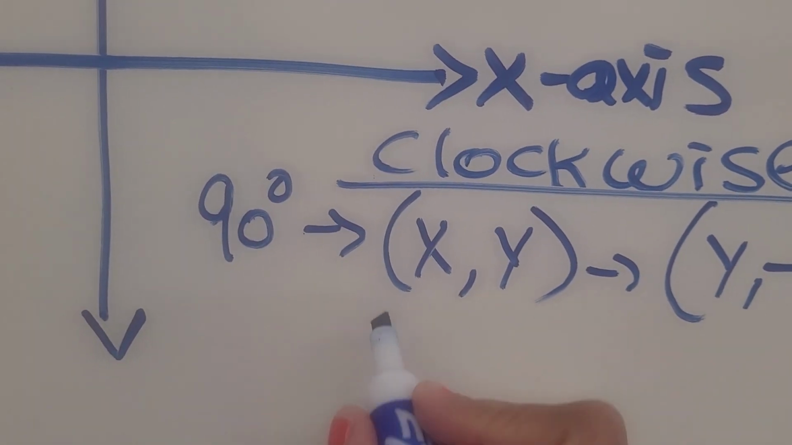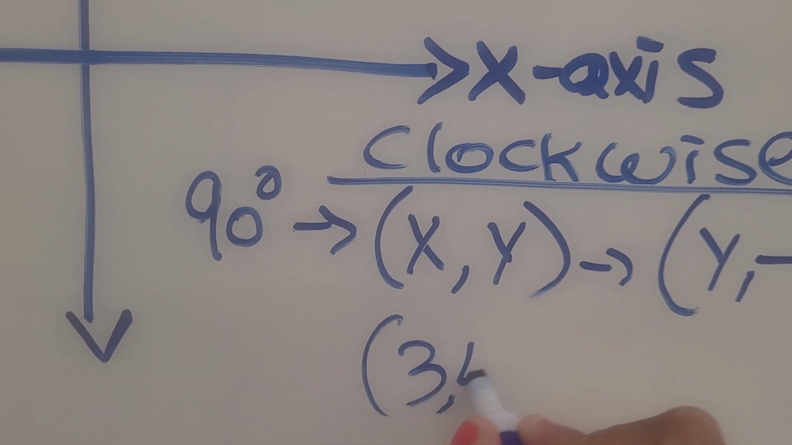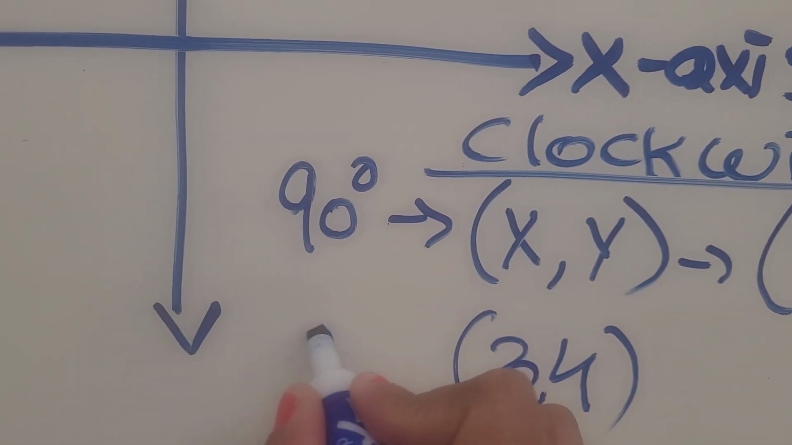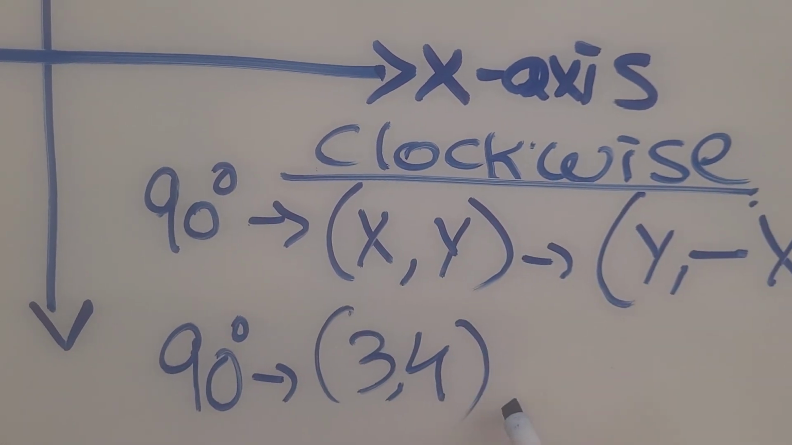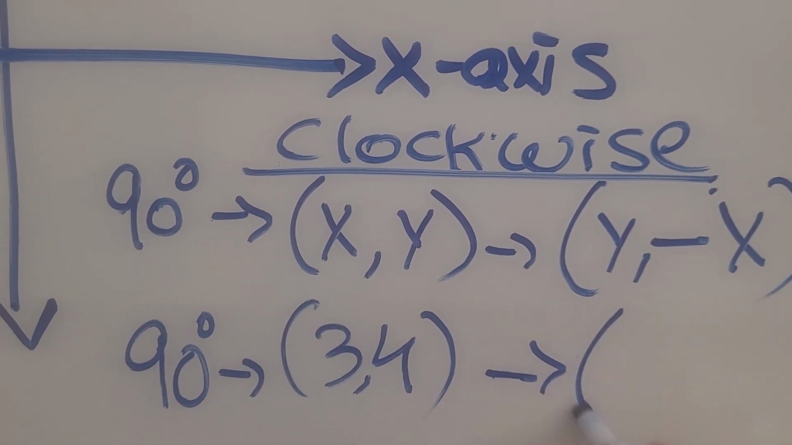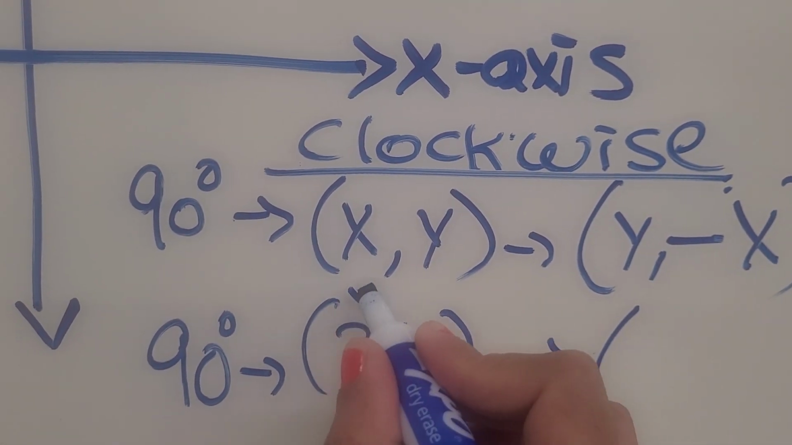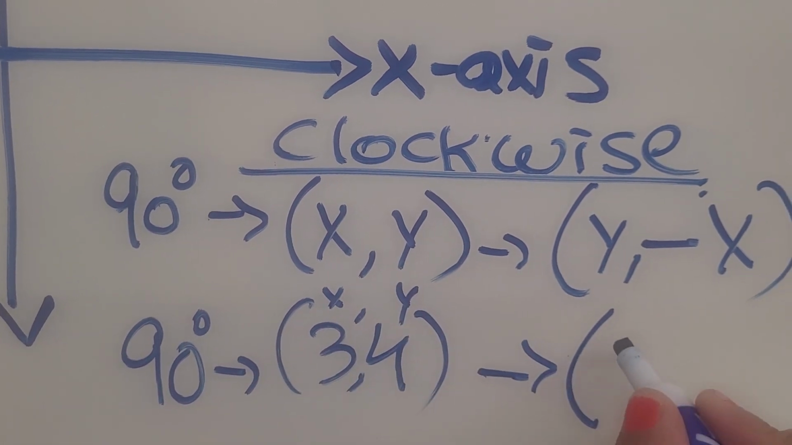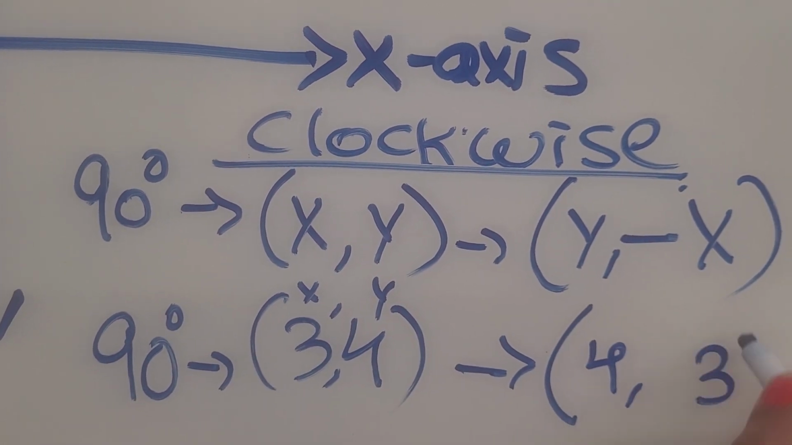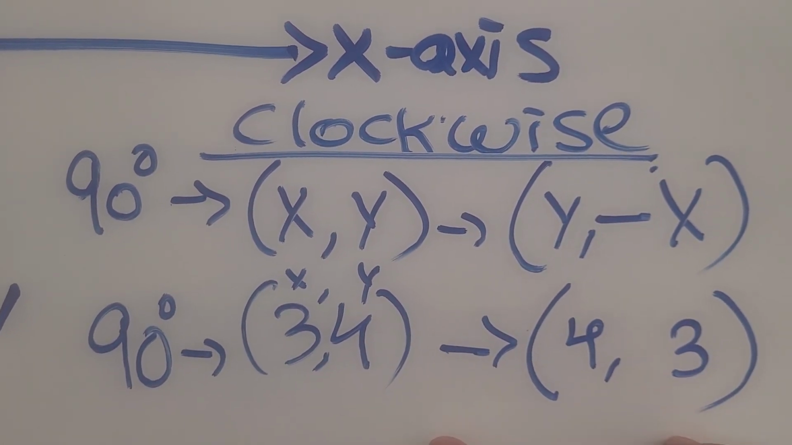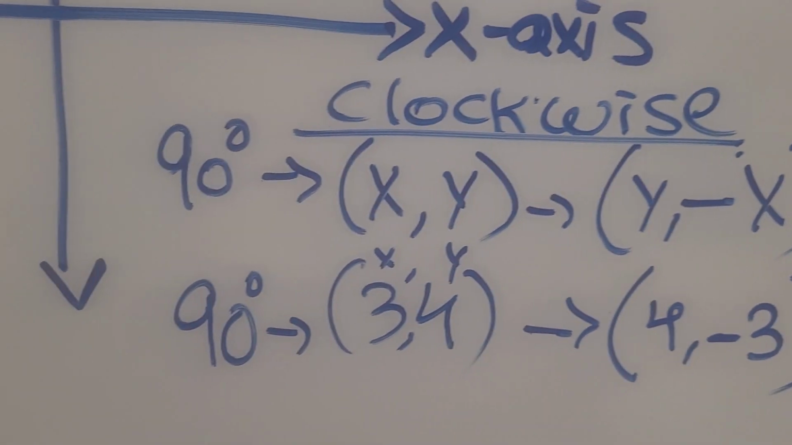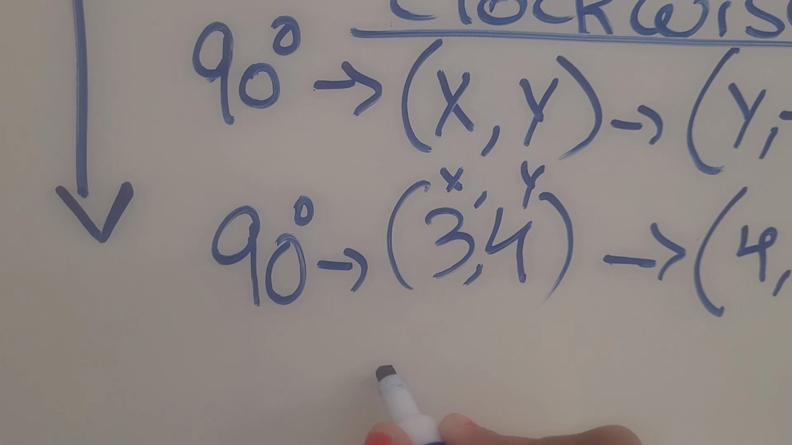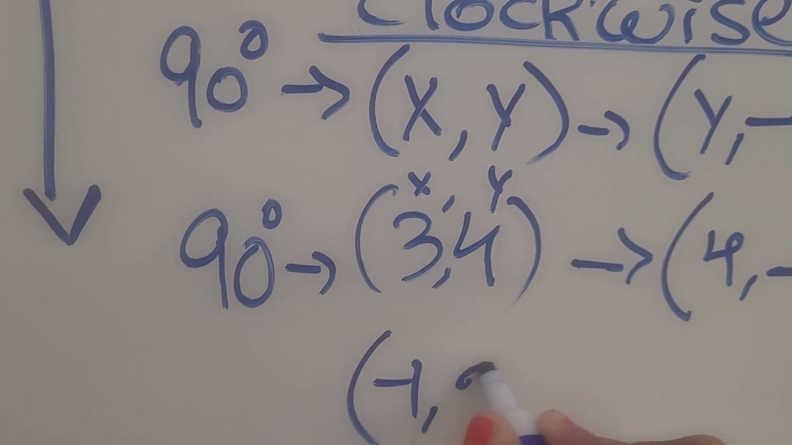Suppose we have a point 3 comma 4 and we need to rotate it 90 degrees in the clockwise direction. Then we are changing x comma y to y comma x. So let's change to 4 comma 3. So interchanging the coordinates, and we need to negate the x. So minus 3. And let's take another example with minus 1 comma 2.